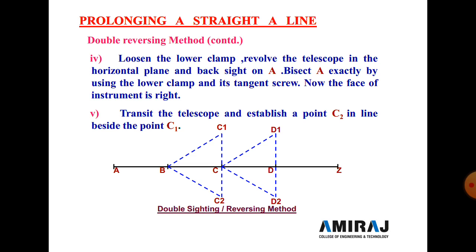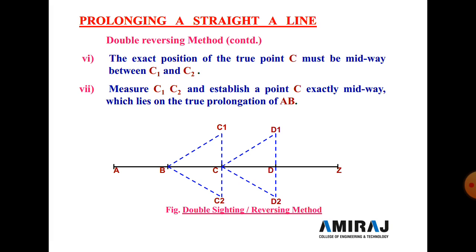Now face the instrument right and transit the telescope and establish a point C2, meaning in the horizontal direction turn the telescope and we find the point C2 on the B side of C1. Now the exact position of C must be midway between C1 and C2, meaning we find the average of both points, the middle point, and mark the point C exactly at the midpoint of C1 and C2, which is the line of true prolongation of the AB line. So the AB line is extended up to the BC line.